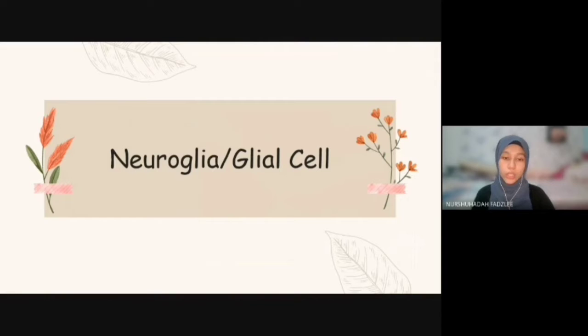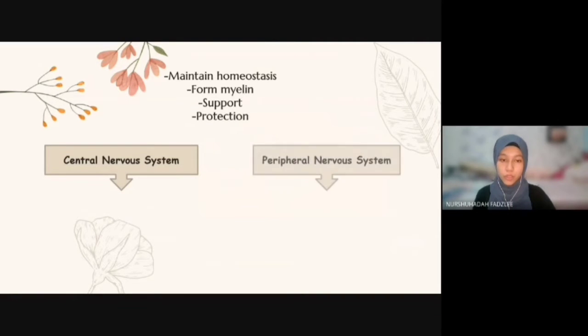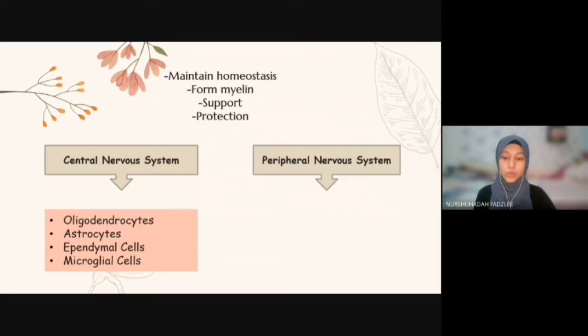Next is neuroglia, or we call as glial cell. Glial cell is to maintain homeostasis, form myelin, and provide support and protection to neurons. Just like what I said before, glial cell is just around the neuron. It's to give support and protection to neurons. And glial cell is in the central nervous system and peripheral nervous system. In central nervous system, glial cells include oligodendrocytes, astrocytes, ependymal cells, and microglial cells. In peripheral nervous system, glial cells include Schwann cells and satellite cells.